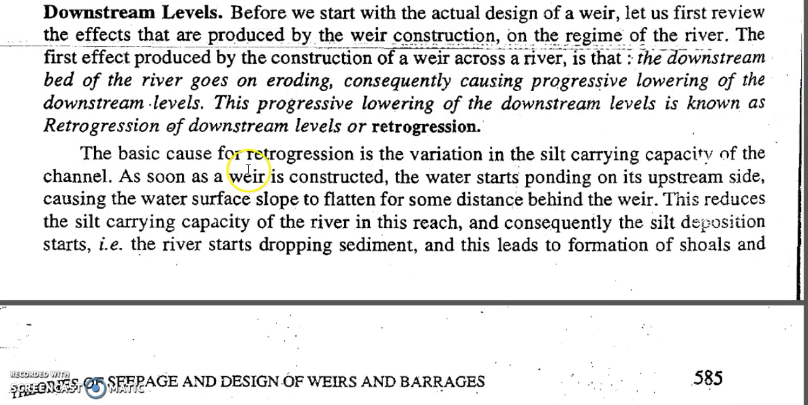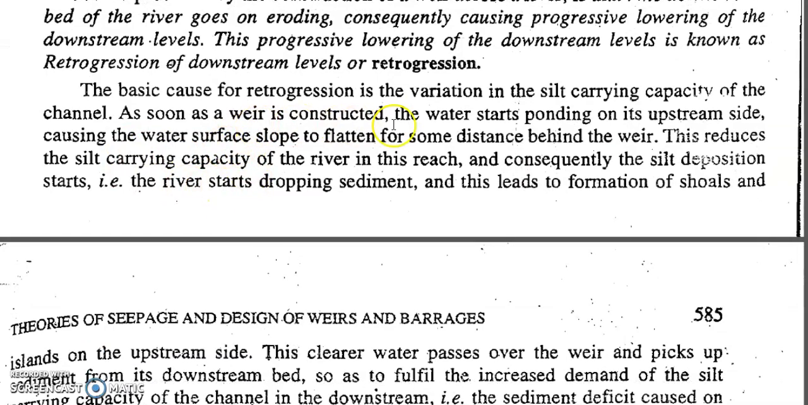Why does it occur? Because the silt carried by the water is deposited on the upstream side of the weir. The water has some silt carrying capacity, so it will try to carry silt from the downstream. So it causes retrogression. The basic cause of retrogression is the variation in the silt carrying capacity of the channel. As soon as a weir is constructed, the water starts ponding on its upstream side, causing the water surface slope to flatten for some distance behind the weir. This reduces the silt carrying capacity of the river in this reach, and consequently the silt deposition starts.